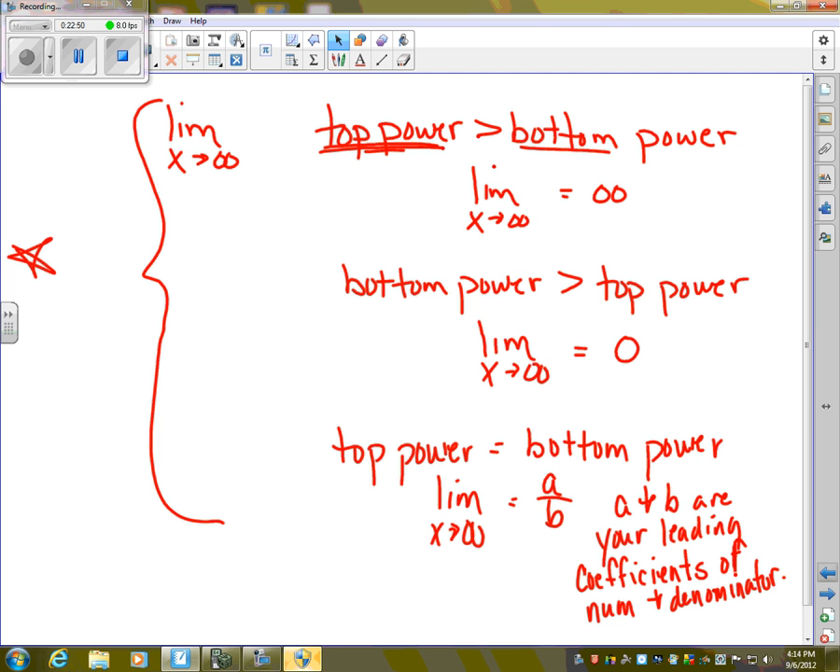When the top is the bigger power, it's infinity. When the bottom's the bigger power, it's 0. When they're the same power, you just make a fraction out of the leading coefficients. You really, really have to learn those rules because those are going to be really important for the AP test.